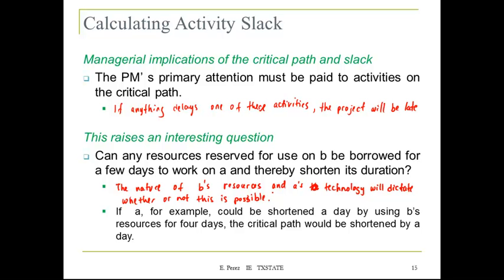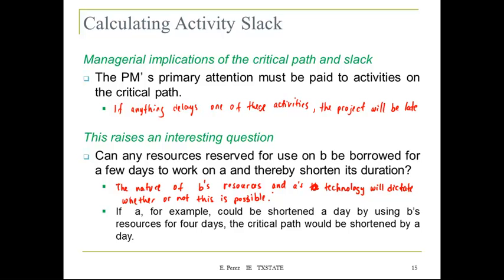So if you have extra resources and you have some slack, you can try to move some resources from those activities and try to shorten the length of the critical path. So if A, for example, could be shortened a day by using B resources for 4 days, the critical path will be shortened by a day. So that's something that you can consider as a project manager. You can try to see if you can move some of the resources and then try to shorten the critical path. Any questions?